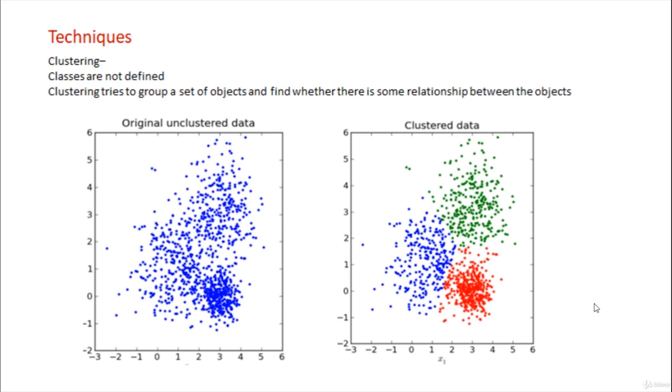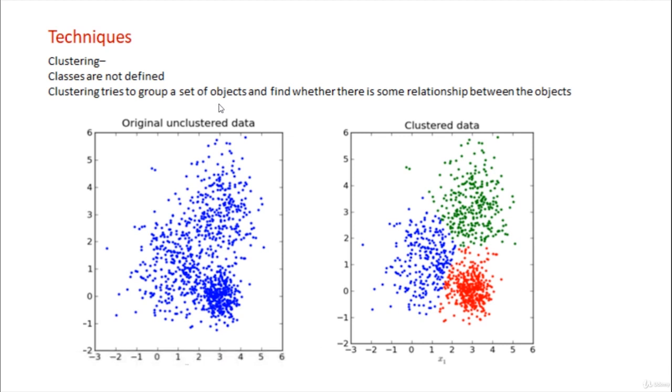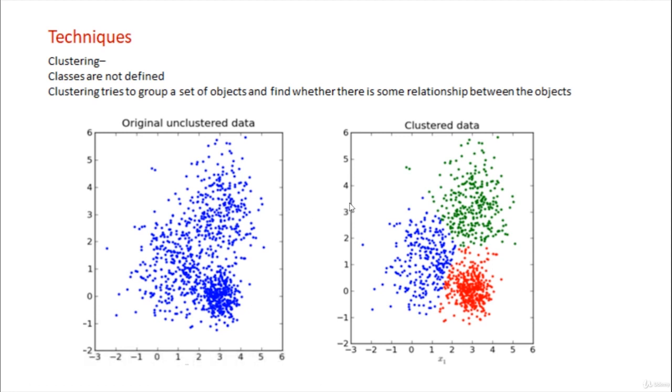on their similar properties. In clustering there are no classes defined, and it tries to group a set of objects and find whether there is some relationship between any objects or not. Suppose this is your original unclustered data. When we apply clustering to it, it will group or cluster similar data together just like this. We can do this in Power BI as well. So let's jump back to Power BI to see how this works.